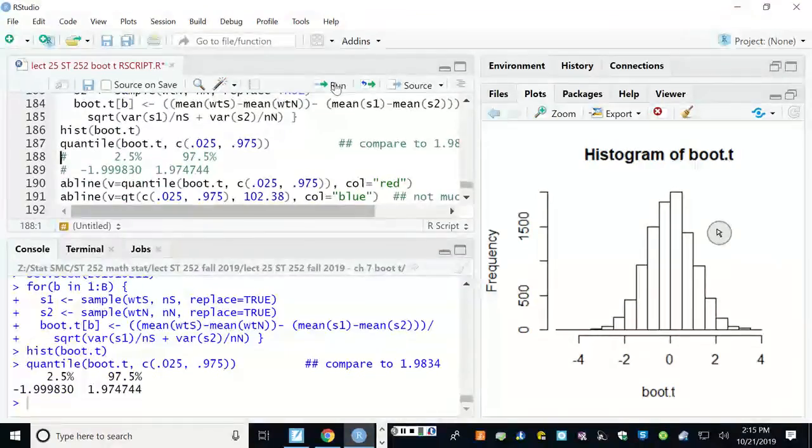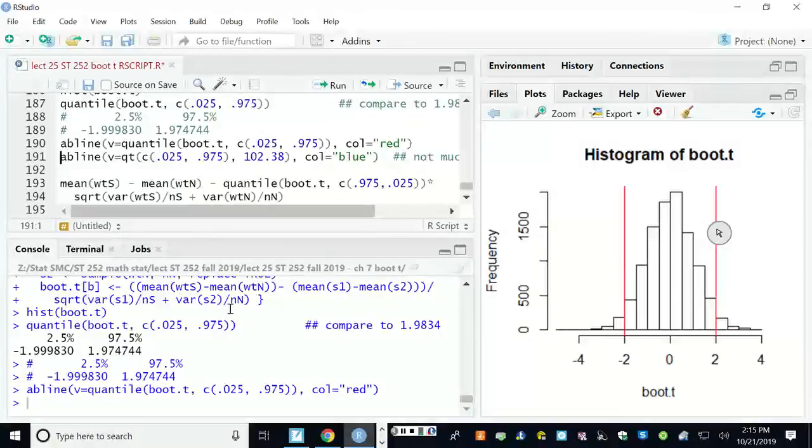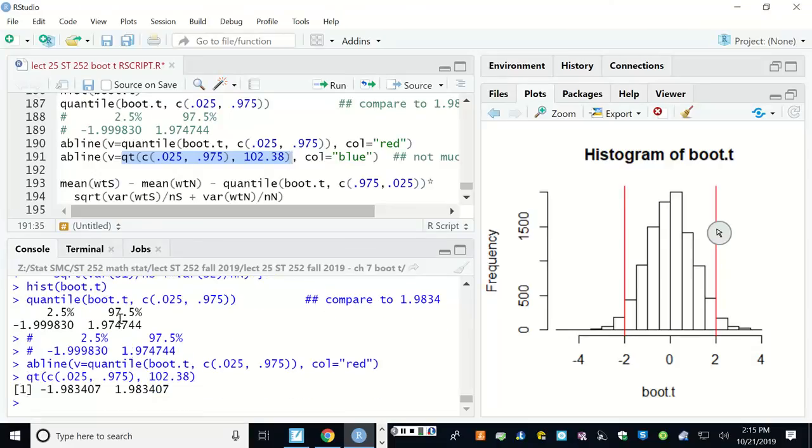Those quantiles are there. The estimated t quantiles are about -2 and then 1.97. They're almost symmetric. They're not much different from the t quantiles, 1.98 and -1.98. So it's shifted just a little bit from that. It's not making much of a difference, but it's just a little bit asymmetric.